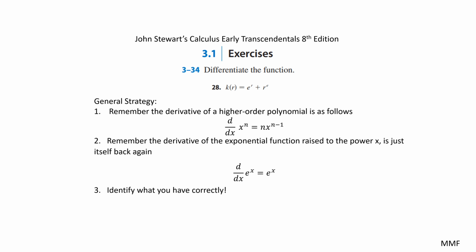So the general strategy is that when you have a polynomial raised to a power, you put the power in front and you subtract the power by 1. And the derivative of the exponential function is just the exponential function back again.